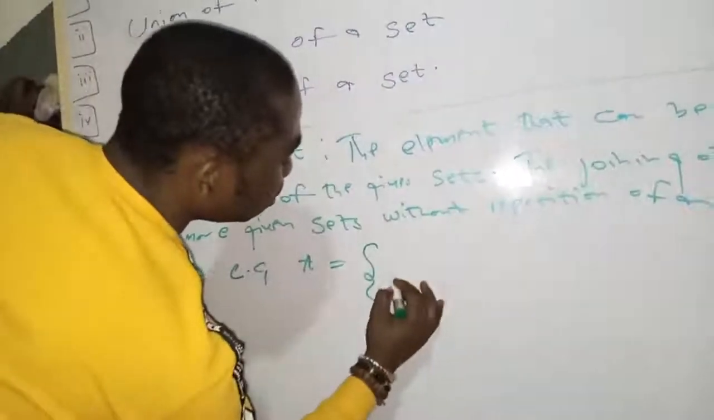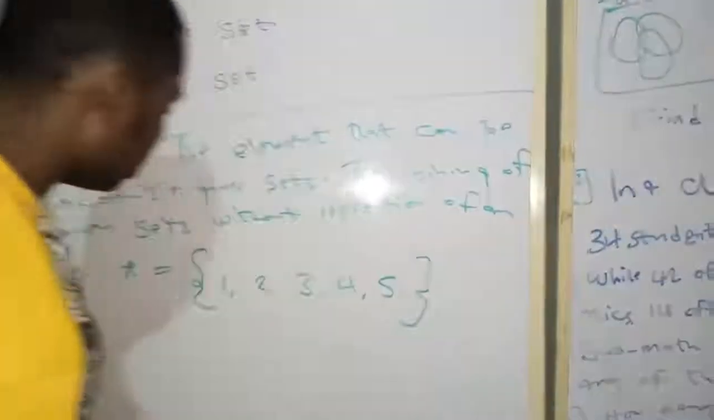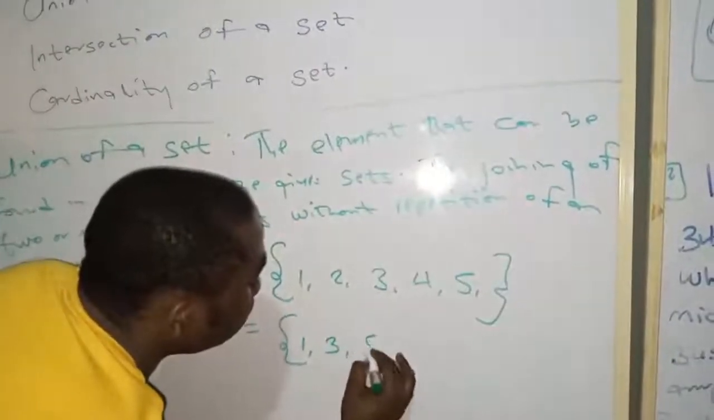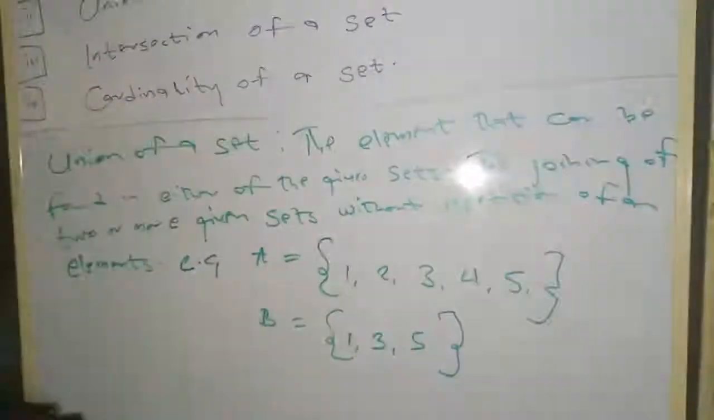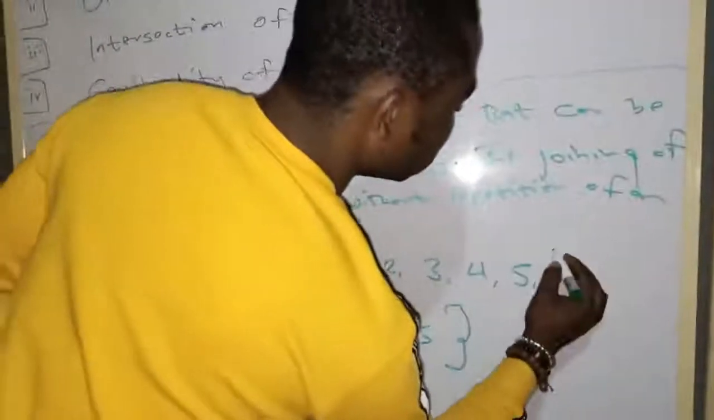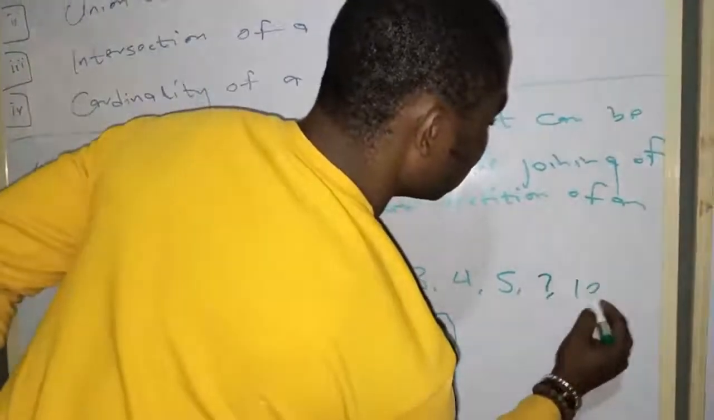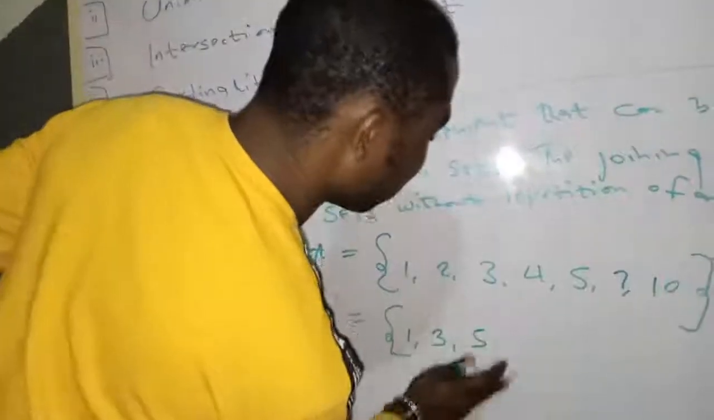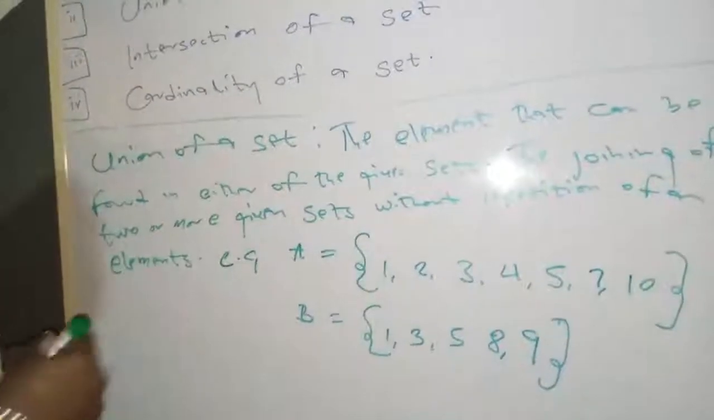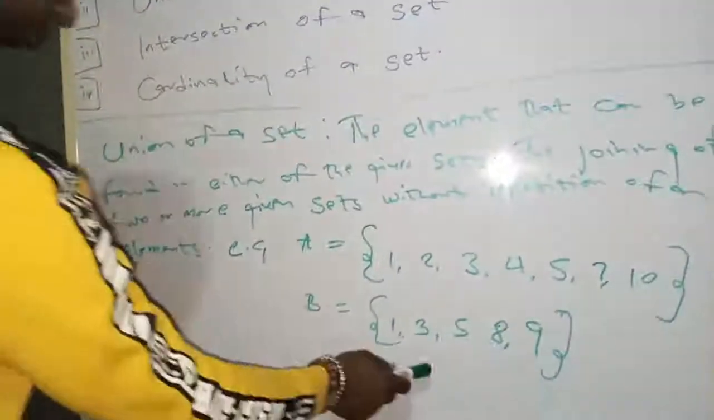Now when they say union of a set, for example, let's say set A is 1, 2, 3, 4, 5. Then B is 1, 3, 5. Okay, let me put it like this: set A is 1, 2, 3, 4, 5, 7, 10. Then set B is 1, 3, 5, 8, 9.